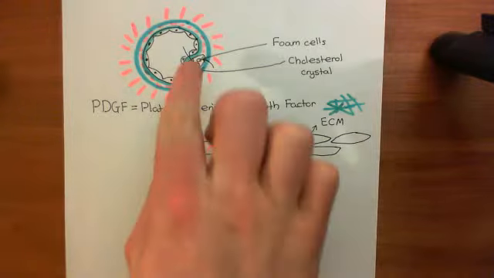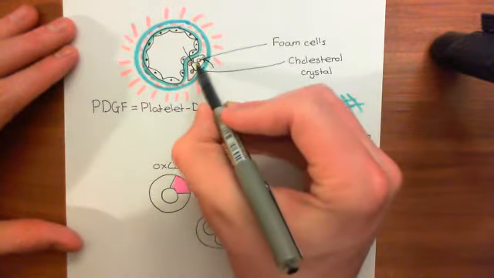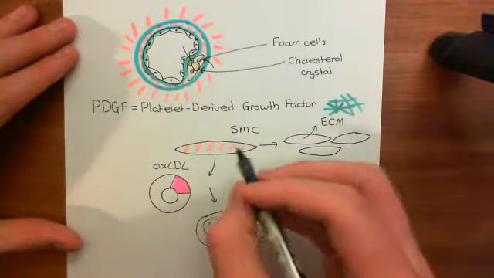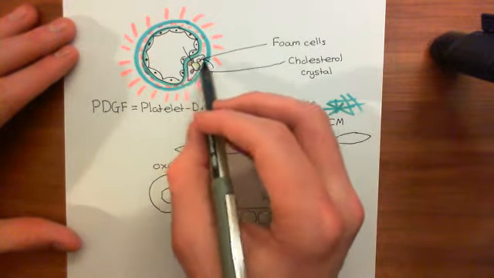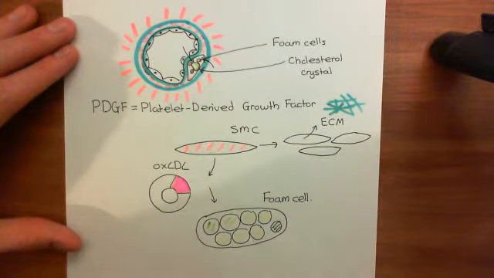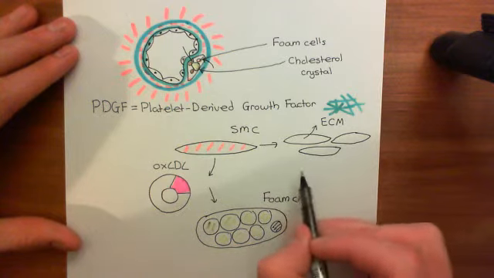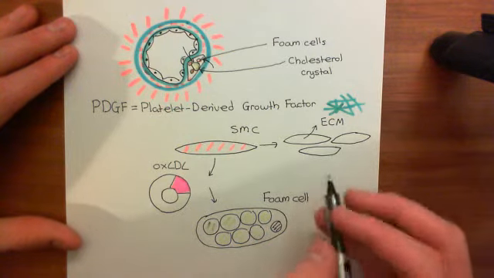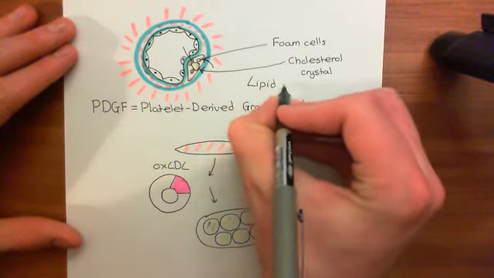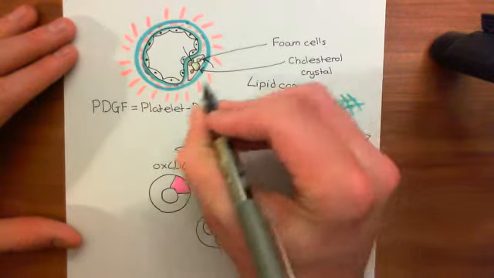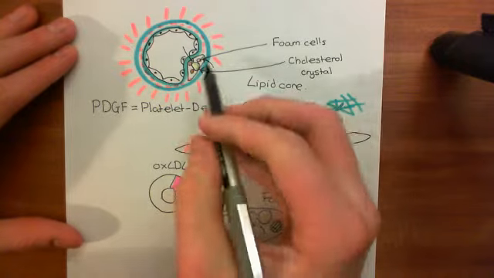Okay, so they will also contribute to this core of the atherosclerotic plaque, which consists of foam cells and this growing cholesterol crystal at the center. And you won't just have one cholesterol crystal, you'll have other cholesterol crystals as well. Again, these foam cells formed from the smooth muscle cells can also die and contribute their cholesterol to the growing cholesterol crystal. Now, this center with foam cells and cholesterol crystals is known as the lipid core of the atherosclerotic plaque.